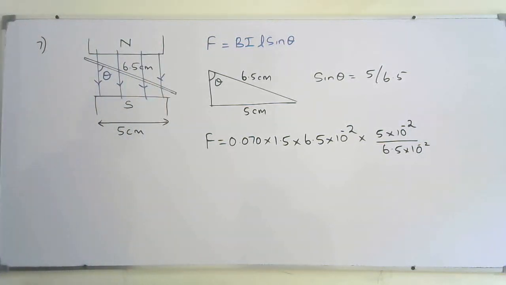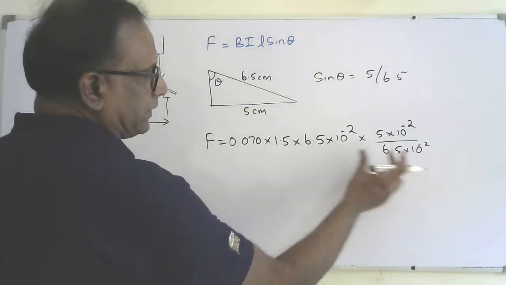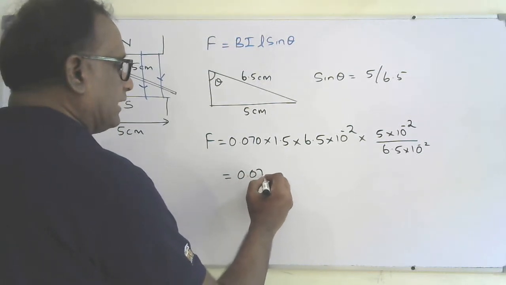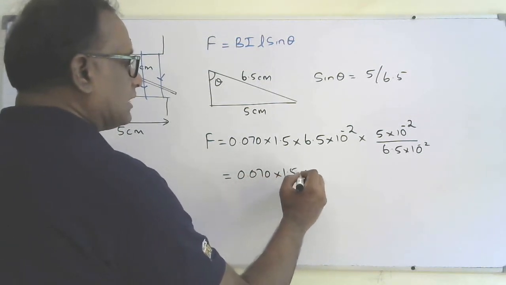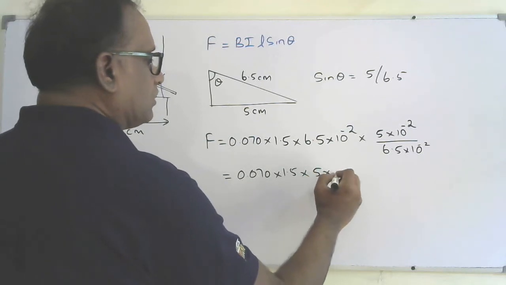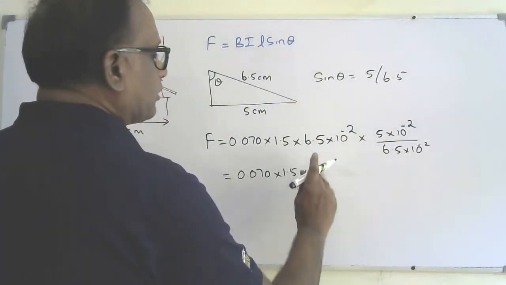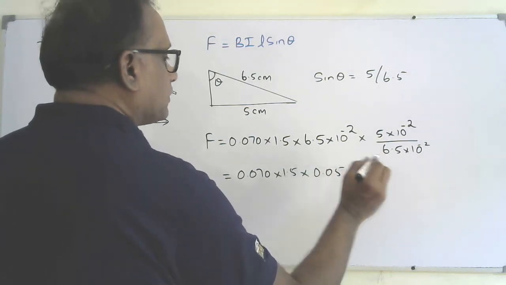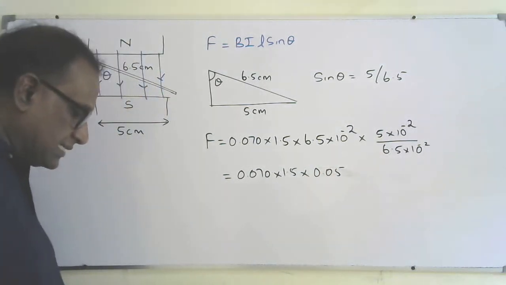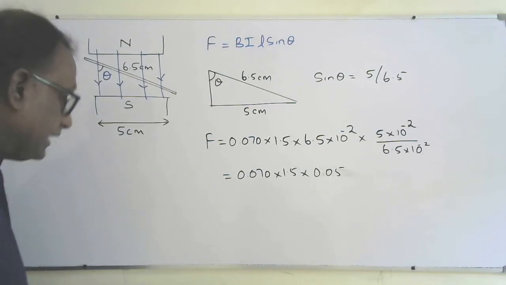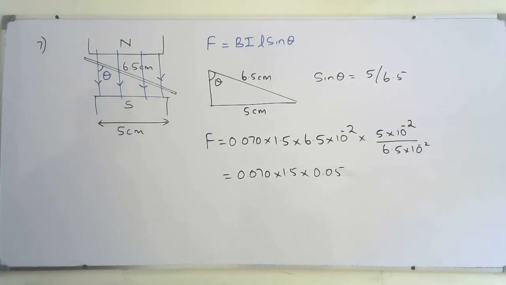Okay, so when you solve, you will see that 6.5 into 10 to the power minus 2 will get cancelled. So finally, you will get the answer as 5 into 10 to the power minus 2, or 0.05. So the answer is 0.70 times 1.5 times 0.05, so either answer A or C. Now we need to find the direction of the force.